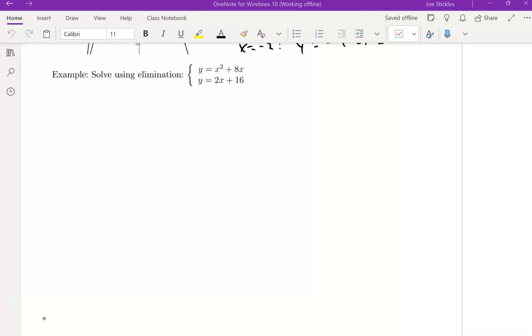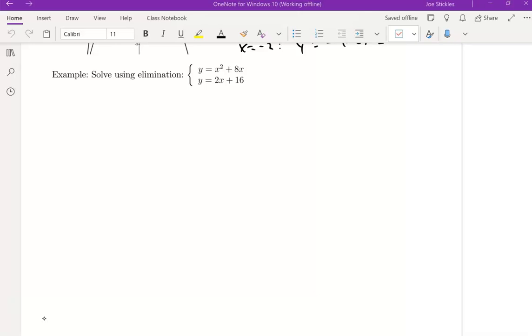So let's look at this system here where we've got y equal to x squared plus 8x, and y equal to 2x plus 16. We could solve this with substitution without too much difficulty if we wanted to, since we have y equal to the same thing in two different equations. But notice it's also just as easy here, relatively speaking, to eliminate the y's. What can we do to these equations to eliminate the y's? You multiply one by a negative and add, right?